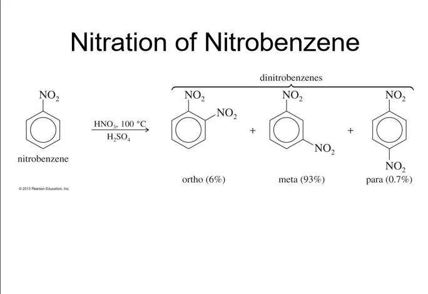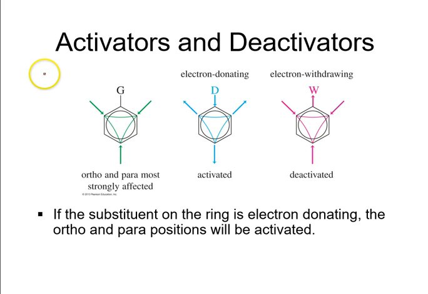Okay. However, it's so withdrawing that it actually now favors the meta positions. Notice you don't really have much ortho and virtually zero para. Okay, so electron withdrawing groups. But not only that, I'm going to show you a trick. Okay, so last slide we learned, let me summarize this again for you.